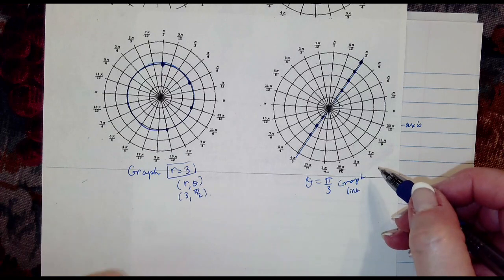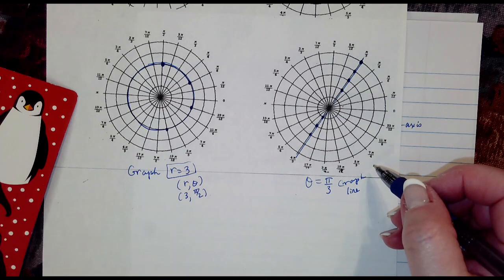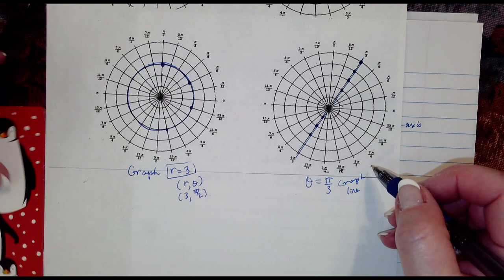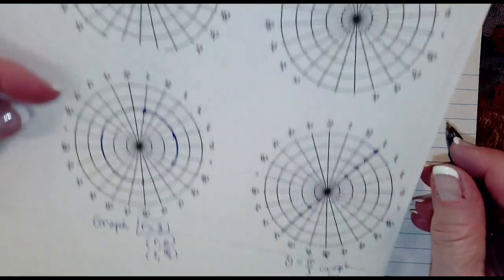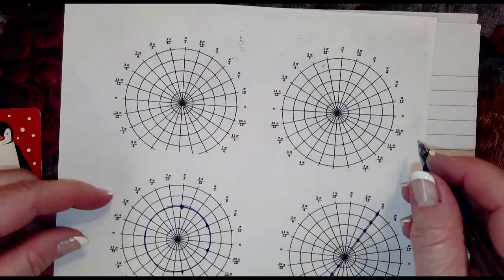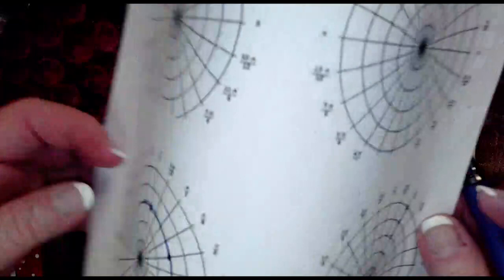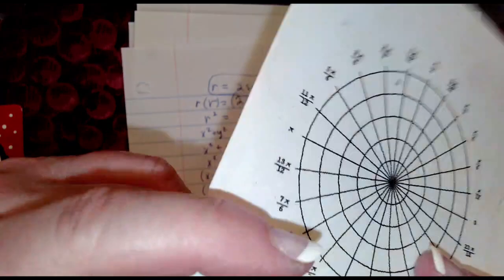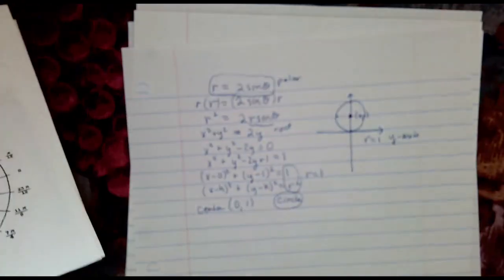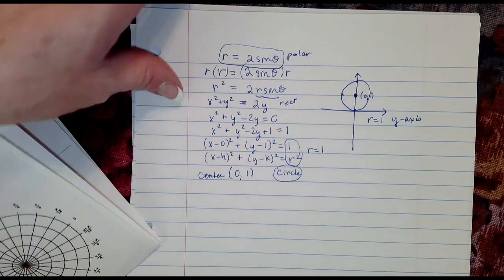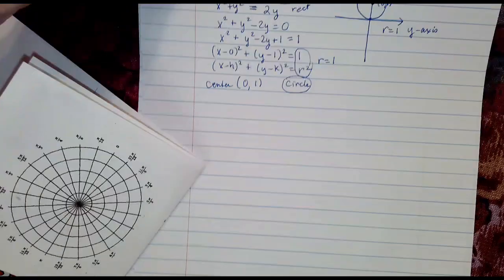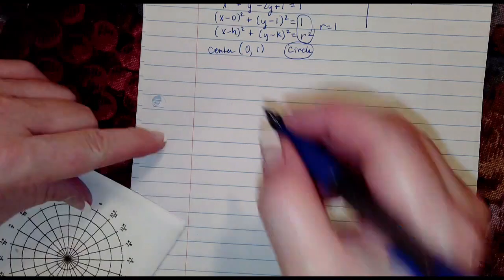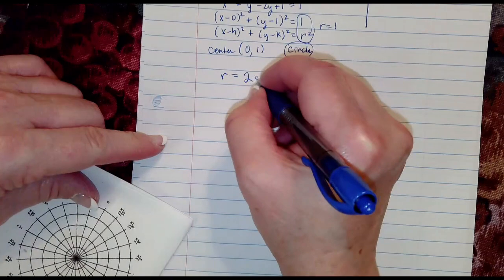So we feel comfortable with that one. All right, so now let's get a little bit more serious. So the next one we're going to look at is up here. I'm going to fold the paper though. All right, so the one that we're going to do looks like this. r equals 2 sine theta.